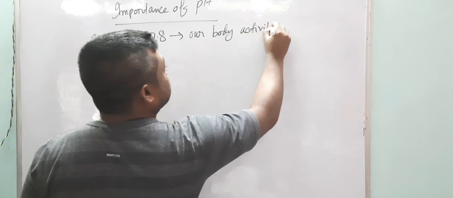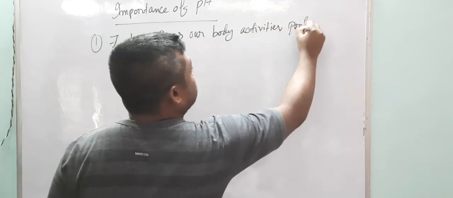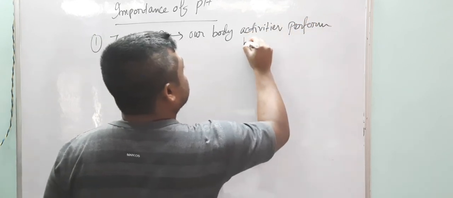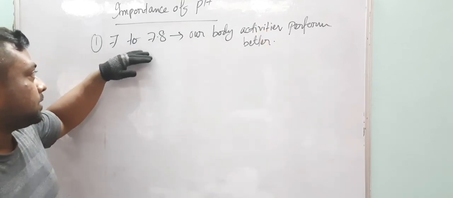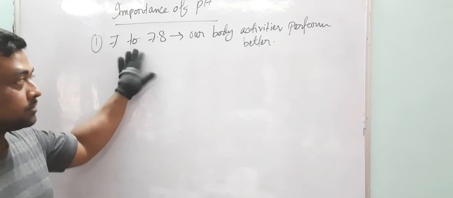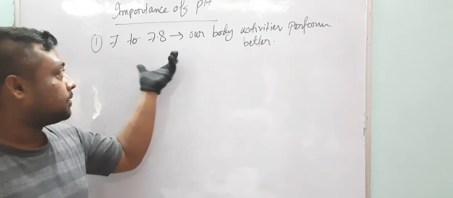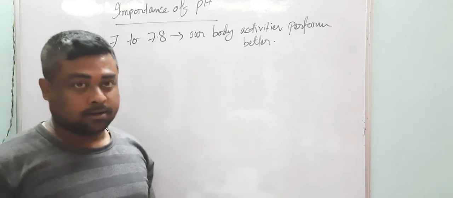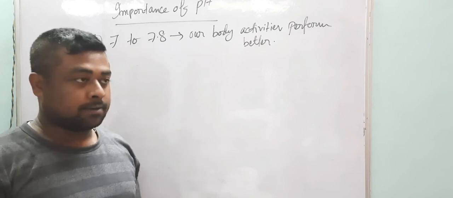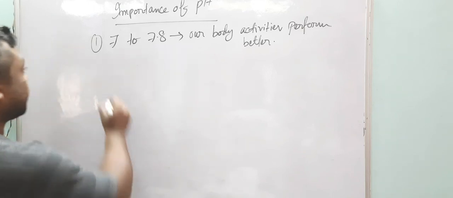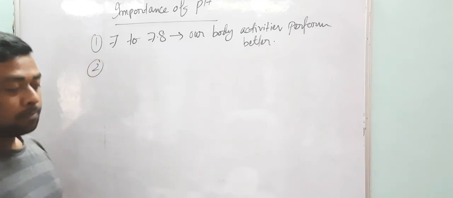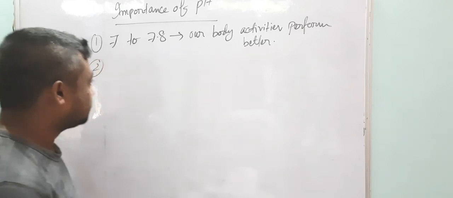activities perform better. So if the pH gets lower than this given range, or becomes higher than this given range, it may be fatal to your body, and thereby the metabolic activities will not be able to work properly and you may die.